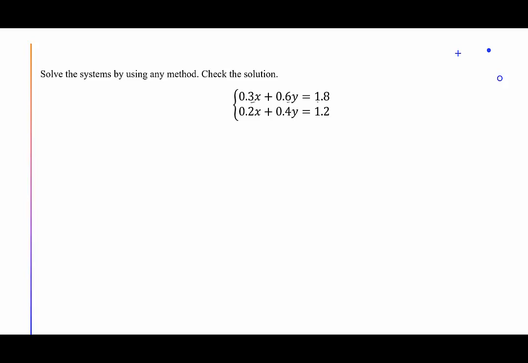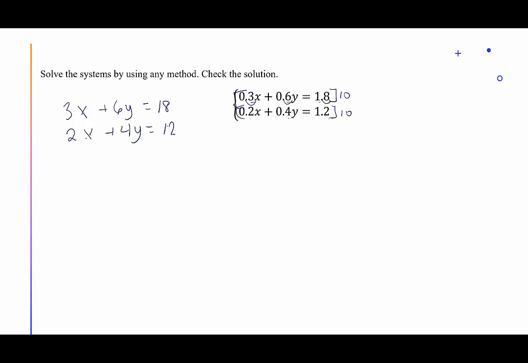Here we have 10ths, 10ths, 10ths. So I'm going to multiply this top equation by 10. And that's going to move all these decimal points one place to the right, giving me 3x plus 6y is equal to 18. The second equation, I have 10ths, 10ths, and 10ths, so I can do the same thing. Multiply everything by 10. That's going to give me 2x plus 4y is equal to 12.